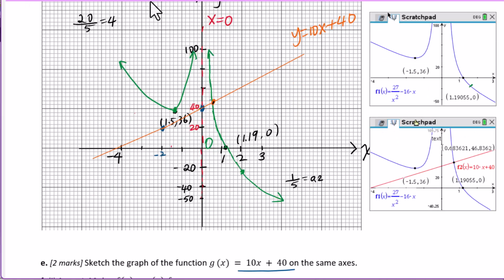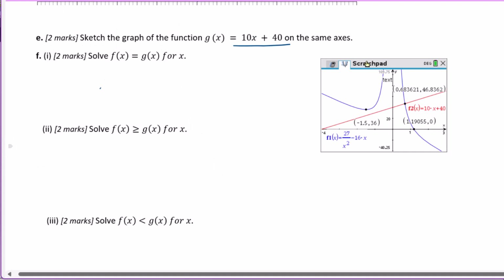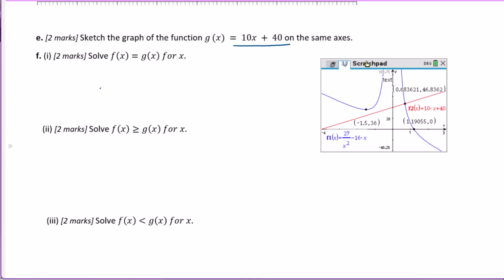Let's label this intersection 0.684, 46.8. Solve f of x equals g of x for x. According to this graph, the intersection is the solution. So x equals 0.684.